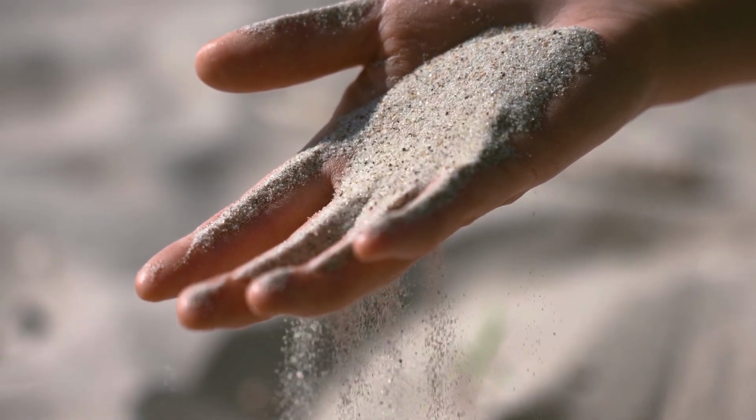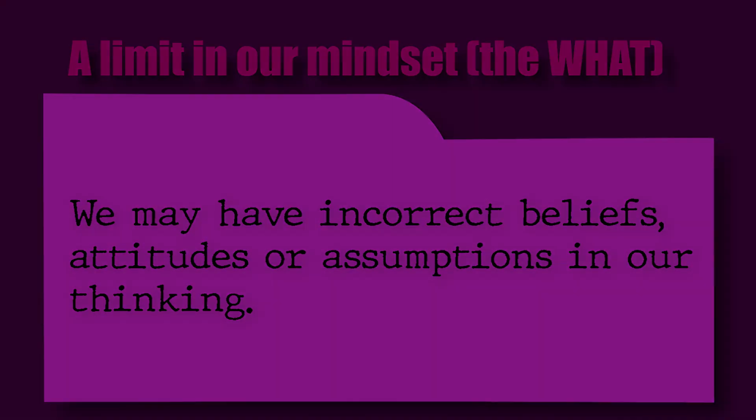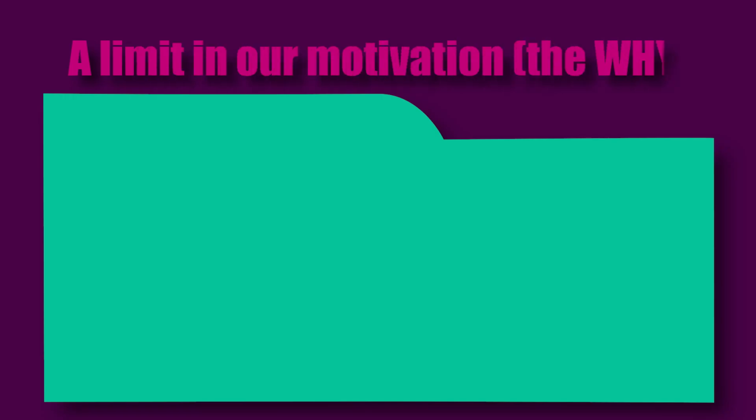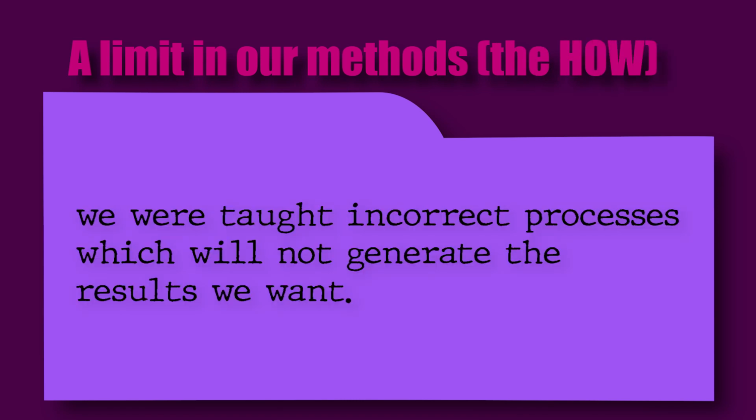These limits usually fall into three categories. A limit in our mindset, the what. We may have incorrect beliefs, attitudes, or assumptions in our thinking. A limit in our motivation, the why. We may lack the drive, purpose, or energy to behave in a more limitless manner. A limit in our methods, the how. We were taught incorrect processes which will not generate the results we want. The author discusses each of them in detail to help us unleash our limits in each of these areas.